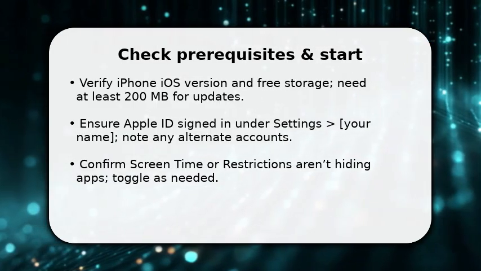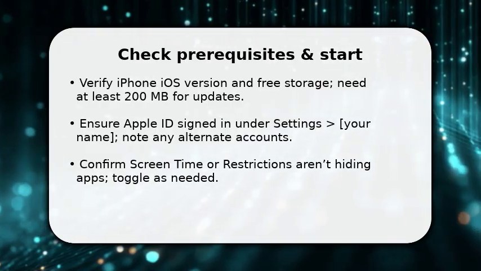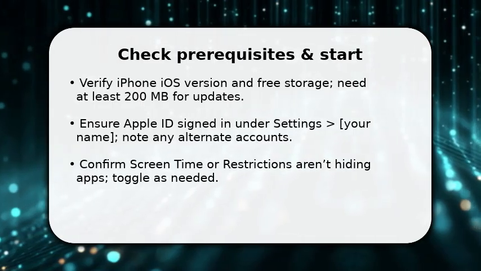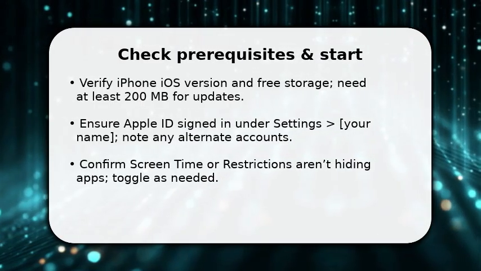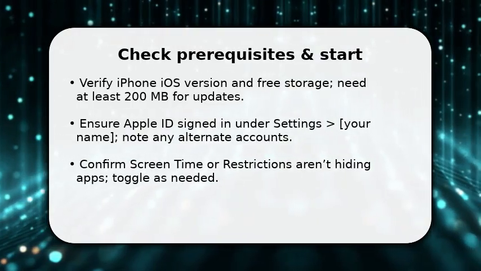Next, go to Settings and make sure you're signed into the correct Apple ID. That's required to show purchased apps. Finally, open Screen Time and Content and Privacy Restrictions to ensure installing apps or showing the App Store isn't blocked. Disable any blocks before continuing.